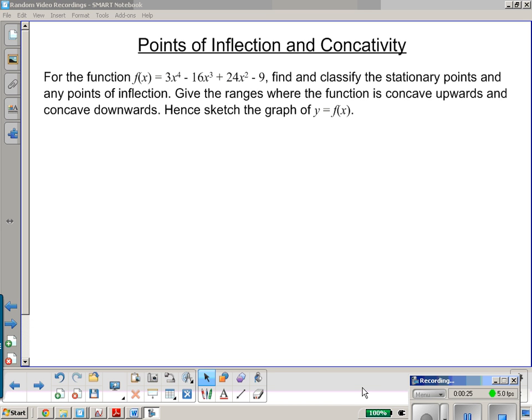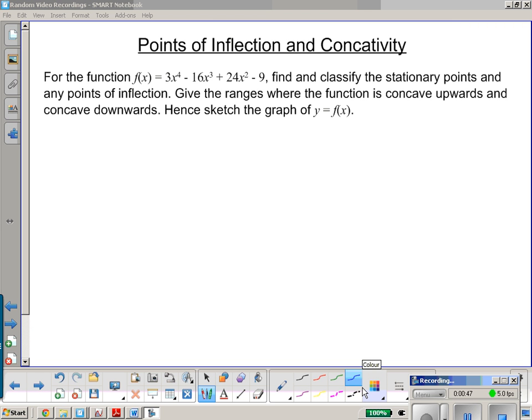First of all, we're asked to find and classify the stationary points and any points of inflection. Then give the ranges where the function is concave upwards and concave downwards. And finally, hence sketch the graph of y equals f of x. So first of all, let's find the stationary points.